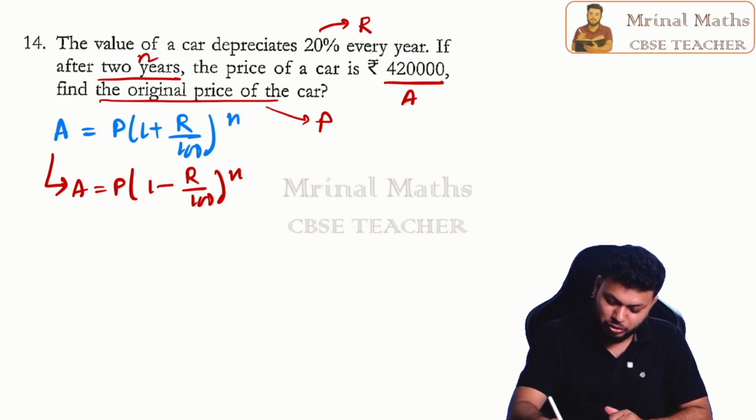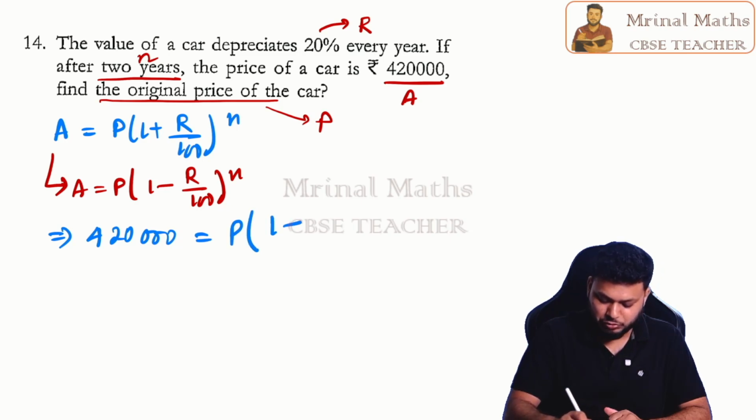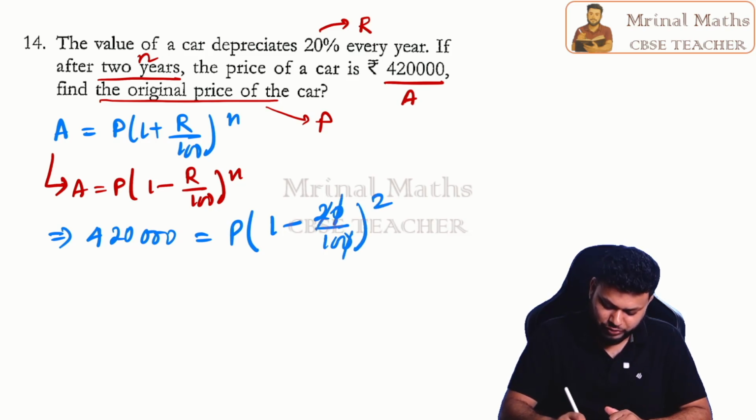So putting all these values into this formula, the A value as I marked for you is 4,20,000. P we don't know, 1 minus 20 by 100, to the power 2. 0, 0, 2 5s are 10. Simple LCM here.